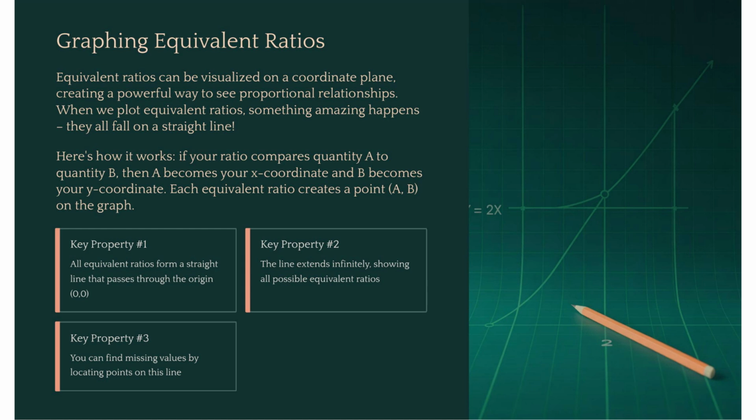Another powerful problem-solving tool is graphing equivalent ratios. If you plot equivalent ratios on a coordinate plane, they will always form a straight line that starts right at the origin, which is 0, 0. This is the defining feature of a proportional relationship. Each point on that line represents an equivalent ratio, making the relationship visual and easy to analyze.